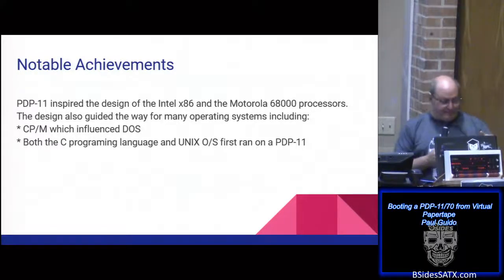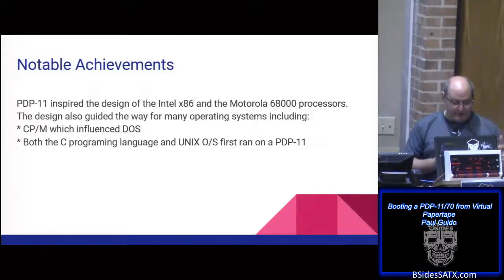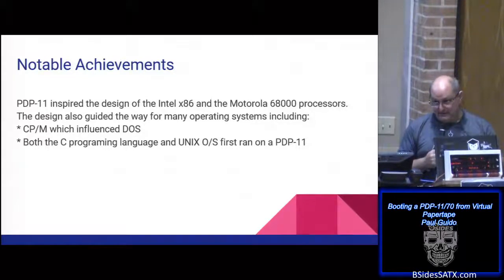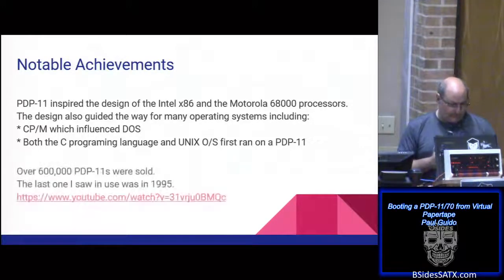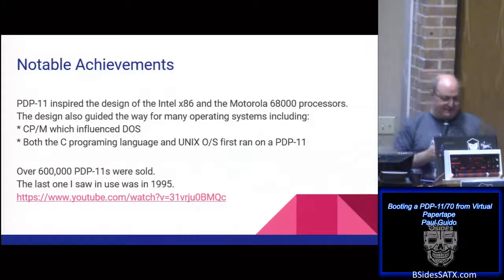So both C programming and Unix all first ran on the PDP-11. As a matter of fact, C was custom made to take advantage of the processor that was built into the PDP-11. Over 600,000 PDP-11s were sold.